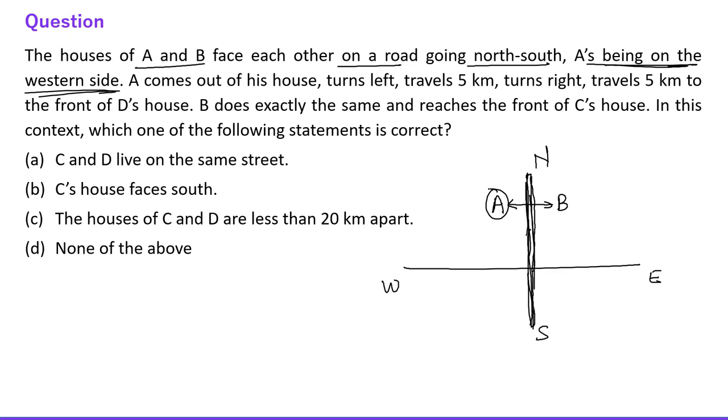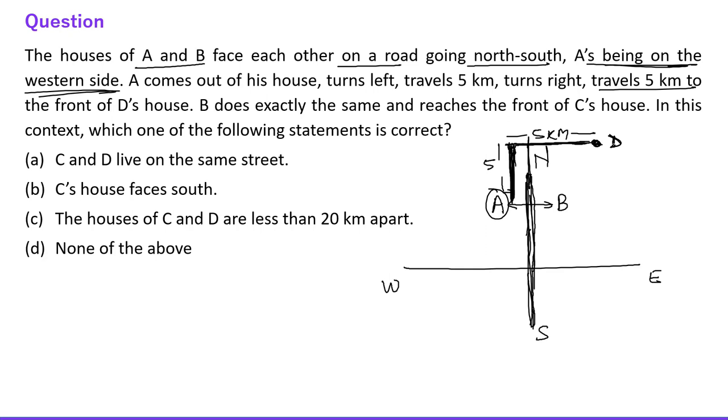A comes out of his house, turns left and travels 5 kilometers, then turns right and travels 5 kilometers. Okay, fine. This is the situation. And the same happens with B. The question says, and travels 5 kilometers to the front of D's house. Okay, here D is living.